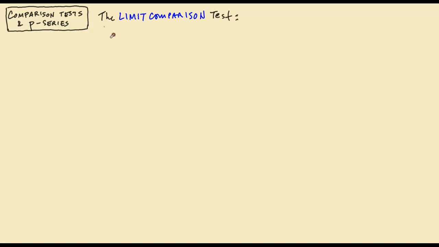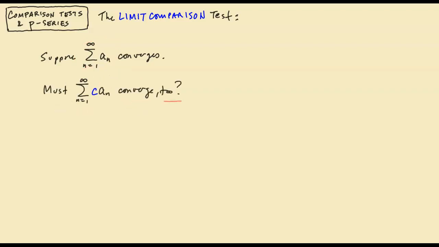The reason why this limit comparison test holds will be much easier to understand, I think, if we take a minute at the beginning and discuss a simple idea that we'll need at the end of that argument. So, suppose we have a convergent infinite series. Quick question. If I make a new series, where I just take the old one and multiply every term by c, must this new series converge too? And the answer is yes.